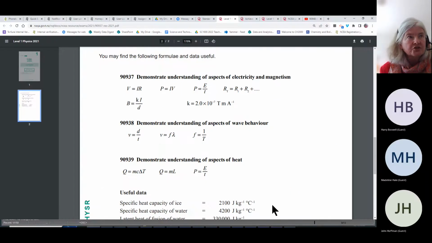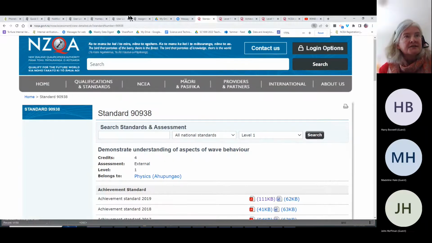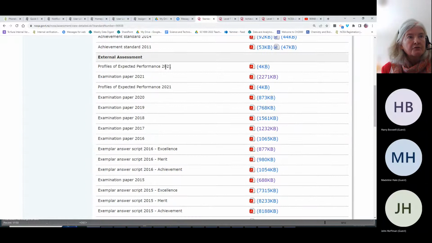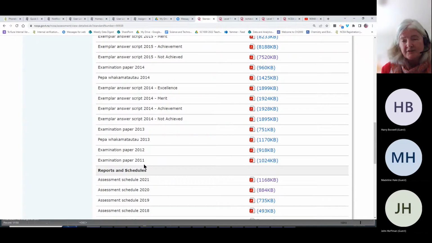So if I, for instance, swap this and I go to the link over here, I can make this a bit bigger. So this is that same link that's on that sheet. The achievement standard, you can see it's changed over the years, and you've got past exam papers. And so you can access them from here to 2019 and so on. There are some exemplars if you want to have a look at that. And it goes all the way to 2011. So there are lots of papers. If you do all of these papers in preparation, you deserve an excellence.